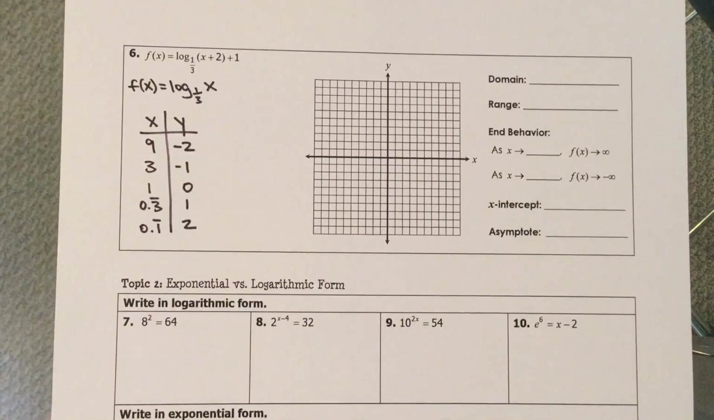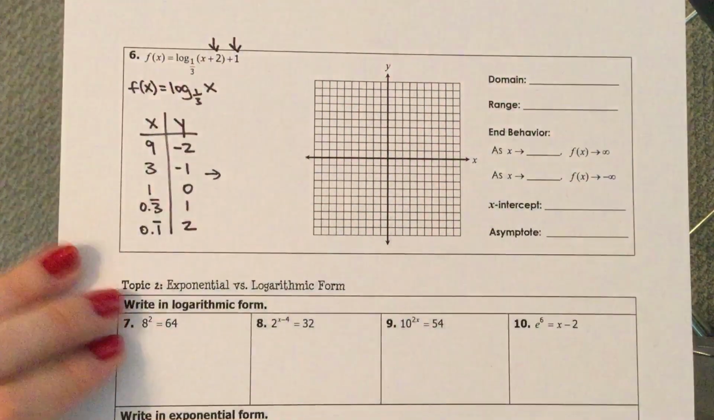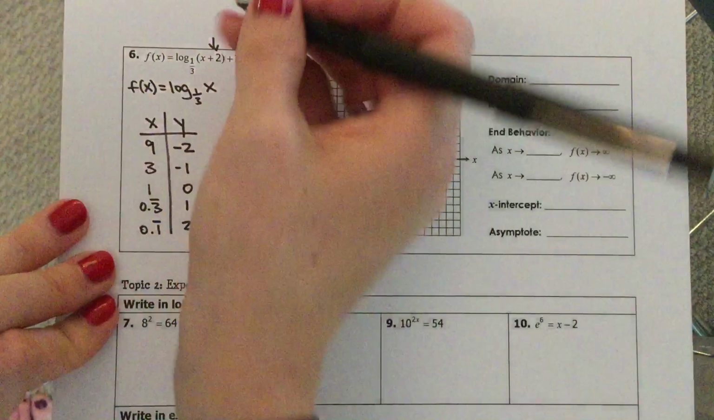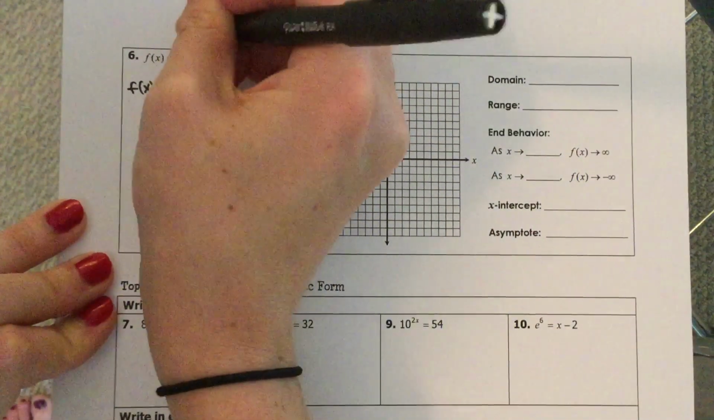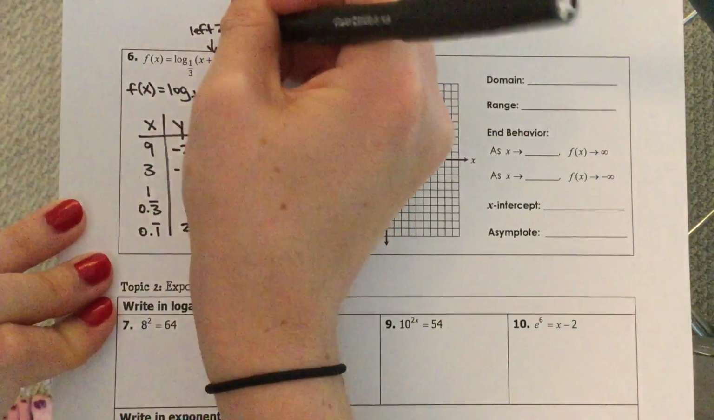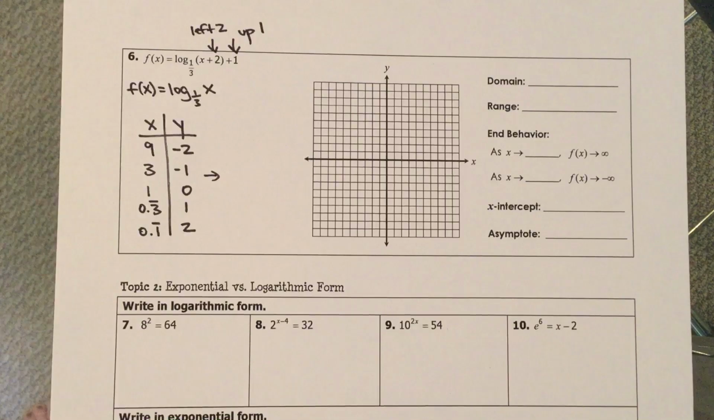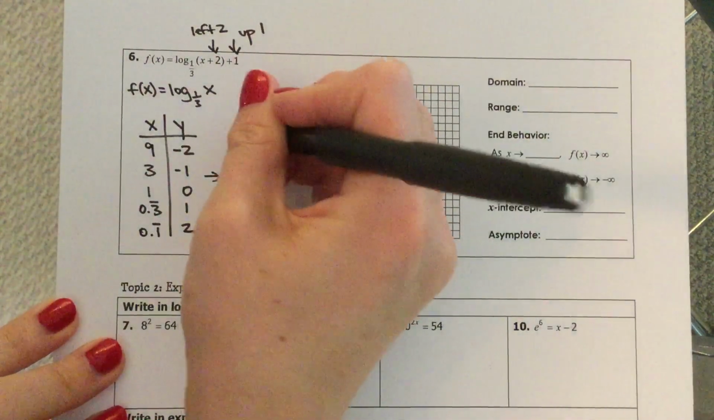So that is your original parent graph, and then we want to make these transformations. You can see we've got 2 transformations right here. With this first one, x plus 2, you're going to take everything to the left 2 units. And then this +1 on the outside, you're going to take everything up 1 unit. All right, so take this table. Let's make our transformations.